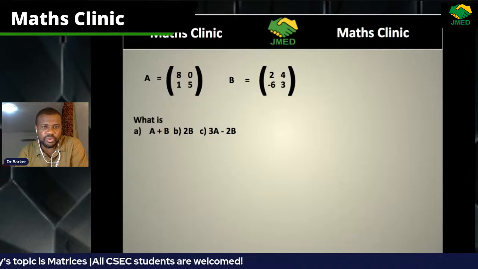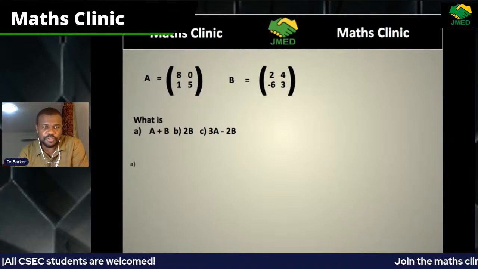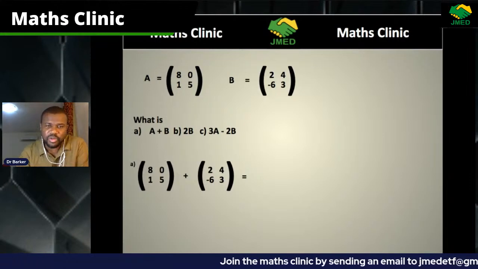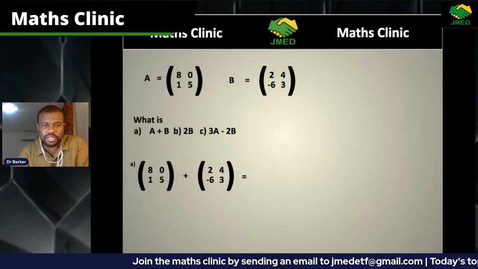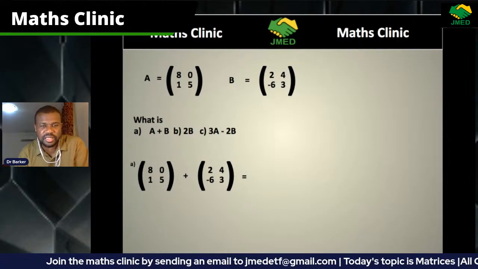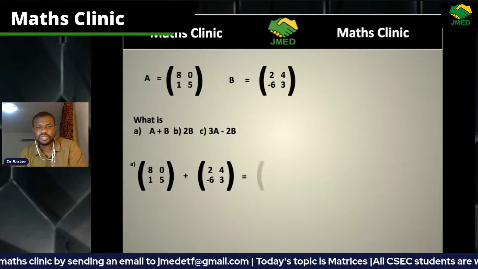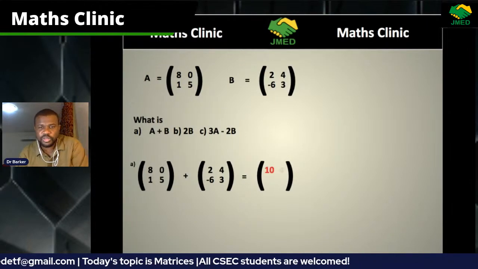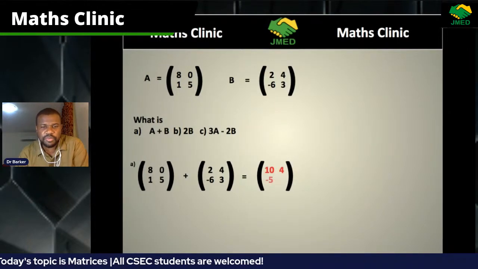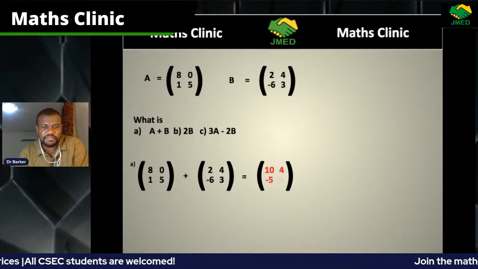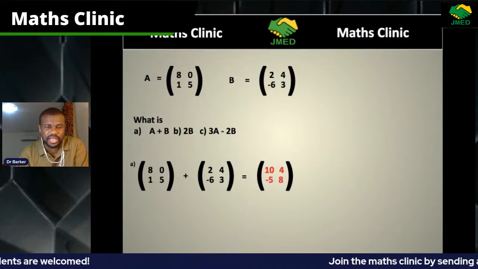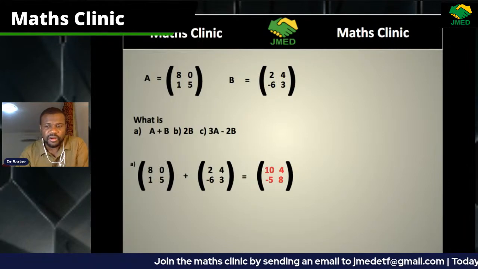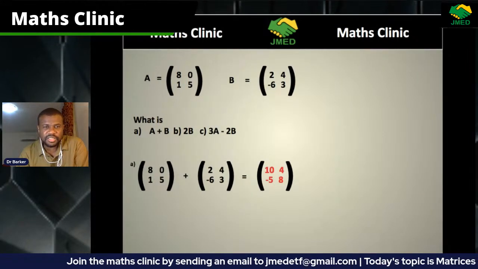And just a kind of recap of what I've covered so far. So for the first one, we're going to add these matrices. We know that we're adding the corresponding elements, and we're putting the answer in the same position that they were. So 8 plus 2 will give us 10. 0 plus 4 would give us 4. 1 plus minus 6 is minus 5. And 5 plus 3 is 8. So if you're getting that, then you know how to add matrices. You can tick that off your list. All right, so that's the easy one.